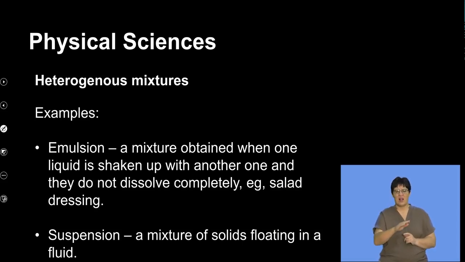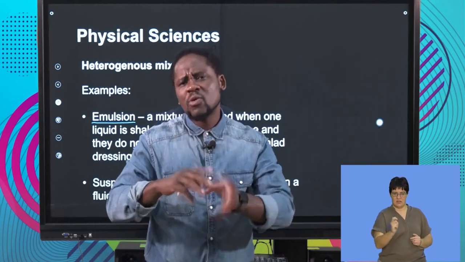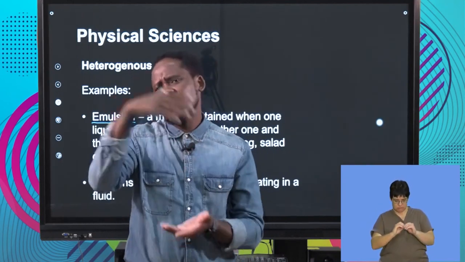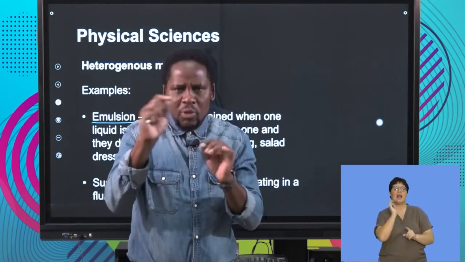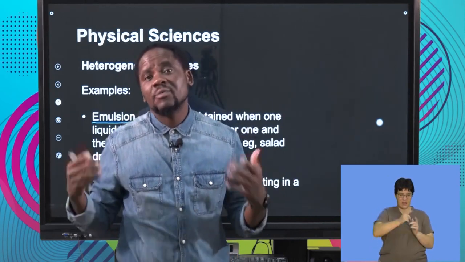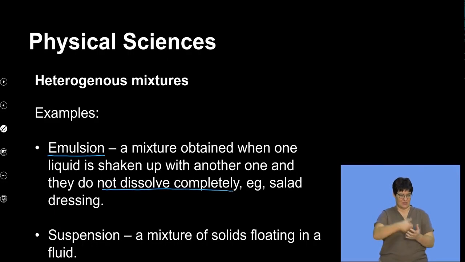We've got emulsions. An emulsion is a mixture which is obtained when one liquid is shaken up with another one and they do not dissolve completely, okay? For example, we have salad dressing. In salad dressing, we've got different liquids. Now, even if you shake it, those two will mix, but at some point, they'll be separated. One will either be floating, with some suspensions of solid components within that mixture. So these are typical, common, everyday types of mixtures that we would want to make reference to.